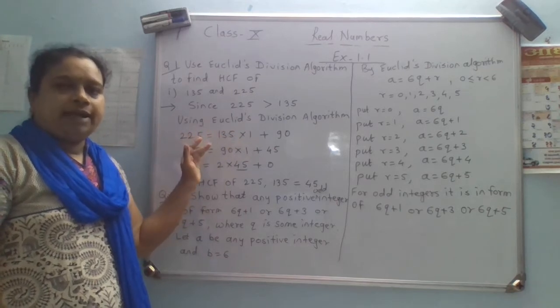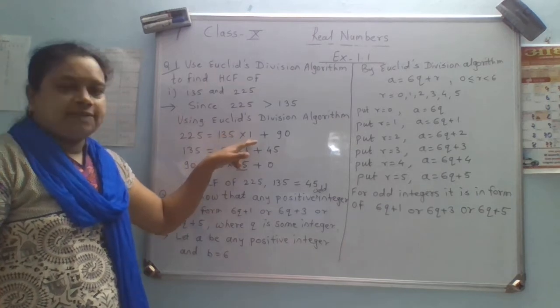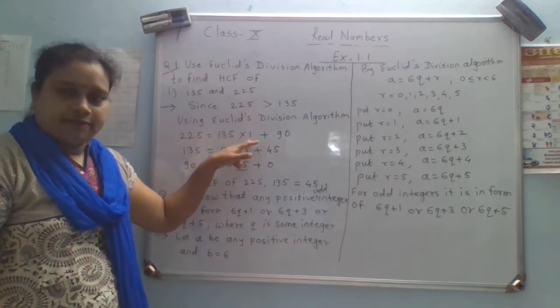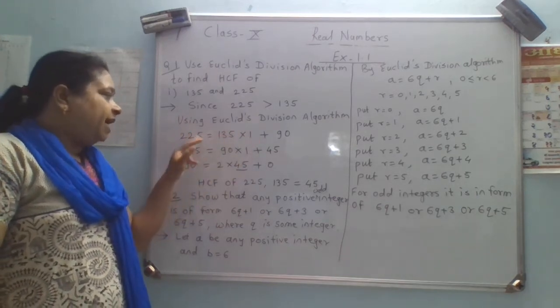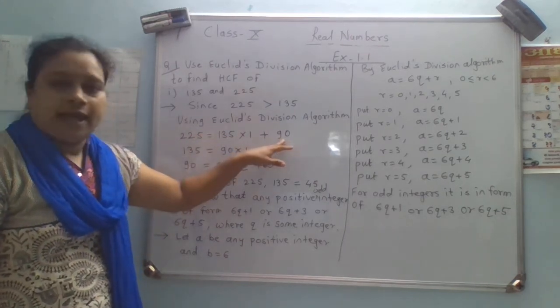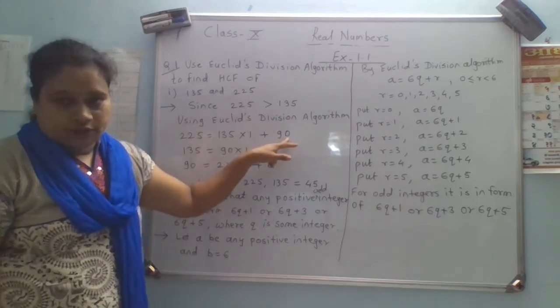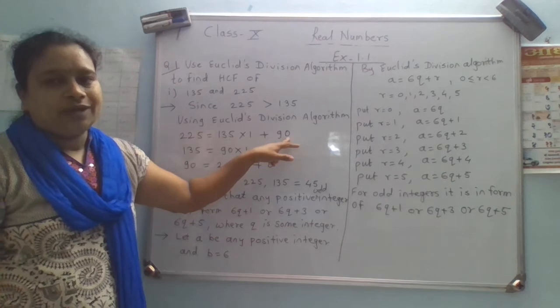After dividing 225 by 135, we have the quotient 1. 135 ones are 135. Then subtract 135 from 225, and we have the remainder 90. Here the remainder is not 0, which means we have to continue to the next step.